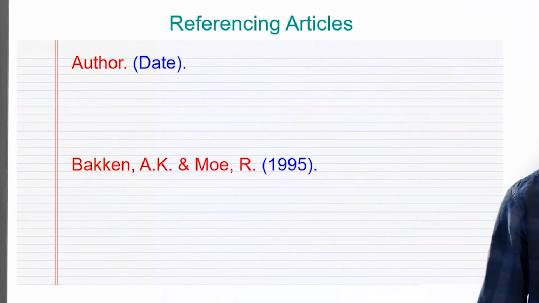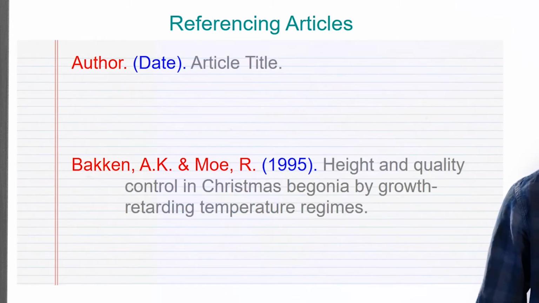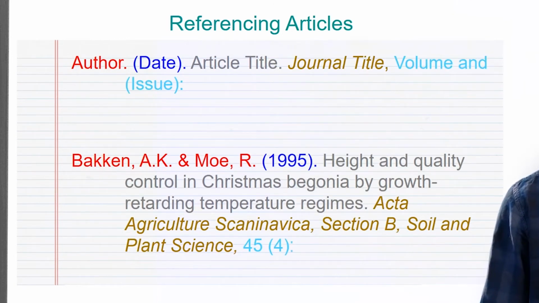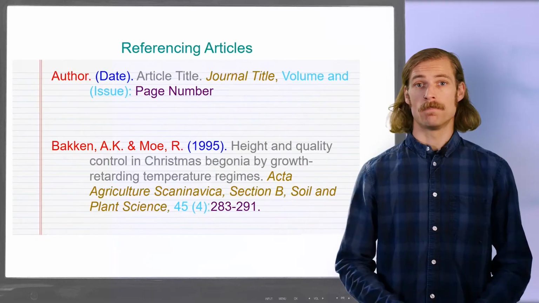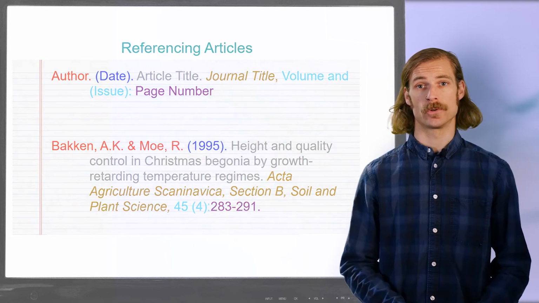the date the article was published, the article title, the journal title, the volume and issue of the journal, and the page numbers the article appears on in the journal. By following this order, you can create a reference to a source cited in your research paper.